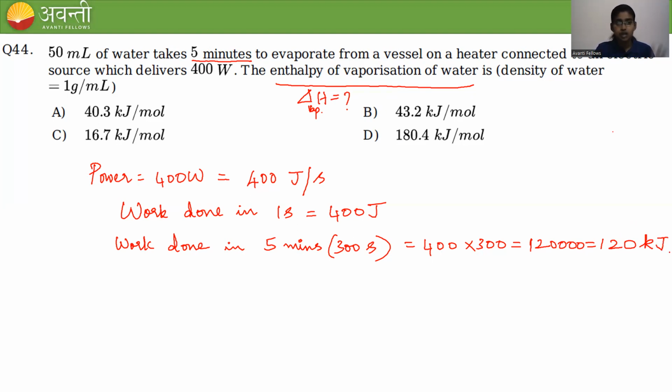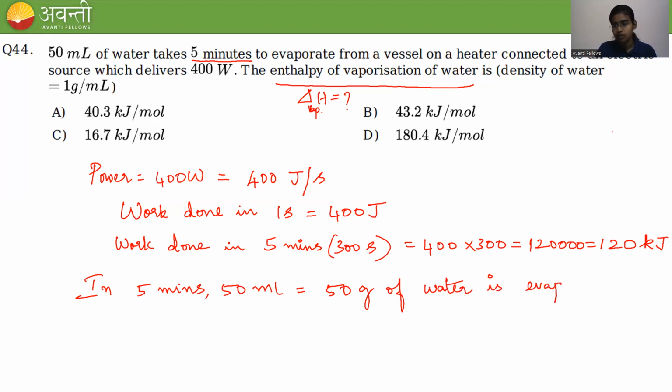Now, in this 5 minutes, 50 ml of water, which is nothing but 50 gram of water. Density is given in terms of 1 gram per milliliter, right? So we just substitute there. So in 5 minutes, that is 50 ml, which is nothing but 50 gram of water is evaporated.